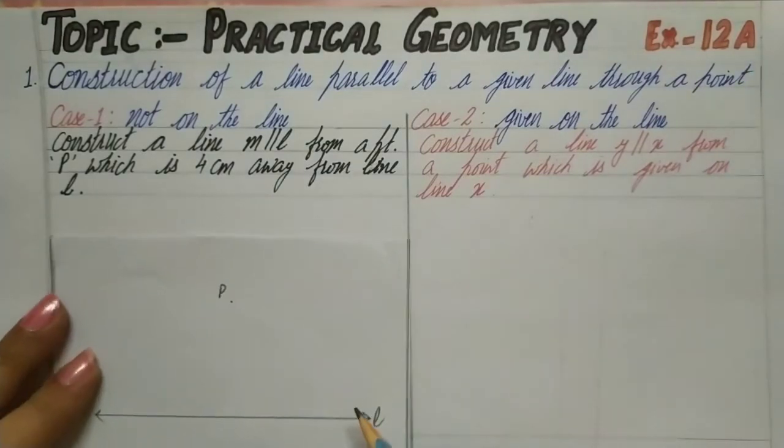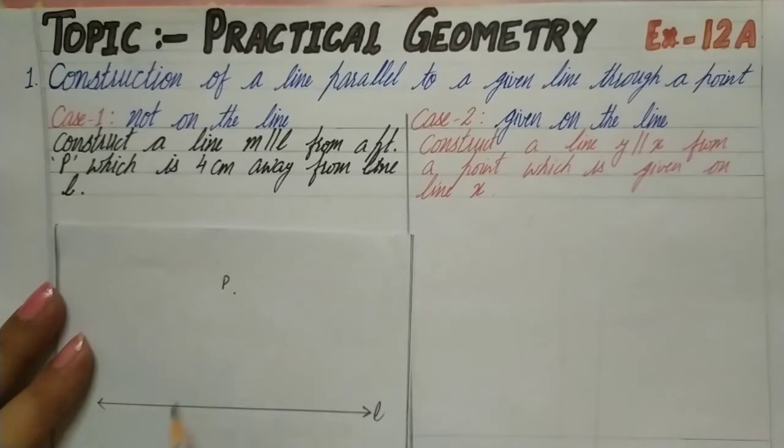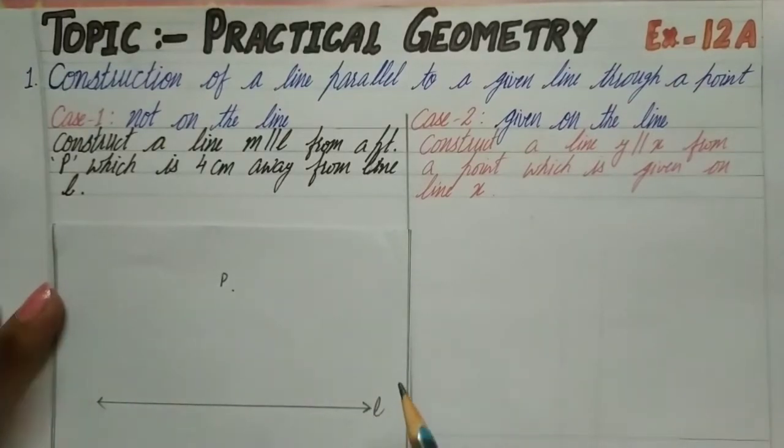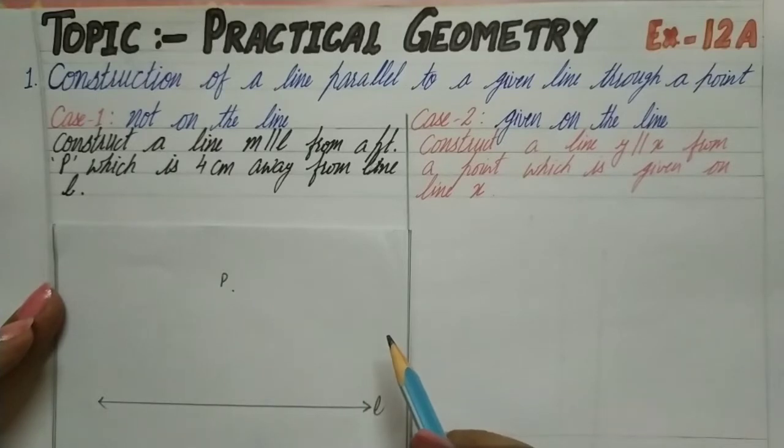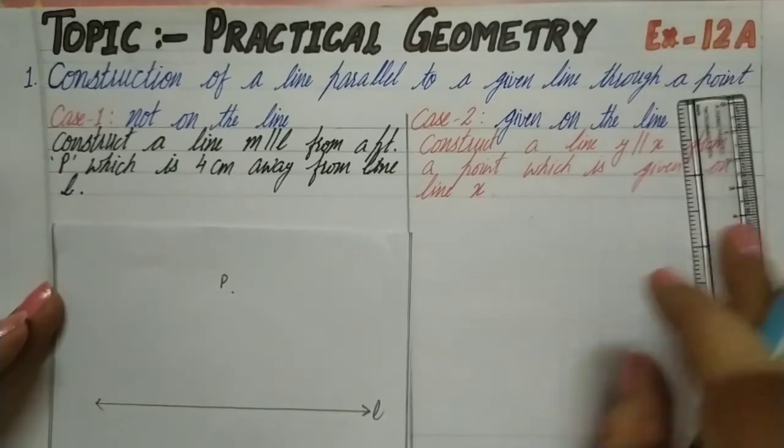Since we have to draw or construct a line M parallel to L, the conditions must be clear. For two lines to be parallel, there are three conditions. First one, corresponding angles should be equal, or alternate angles should be equal, or the co-interior angles should be supplementary. So here we will go with the condition of alternate angles or corresponding angles.